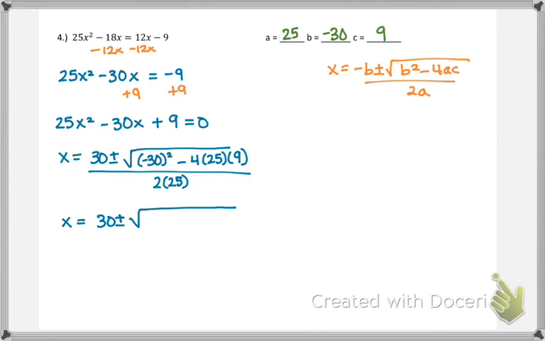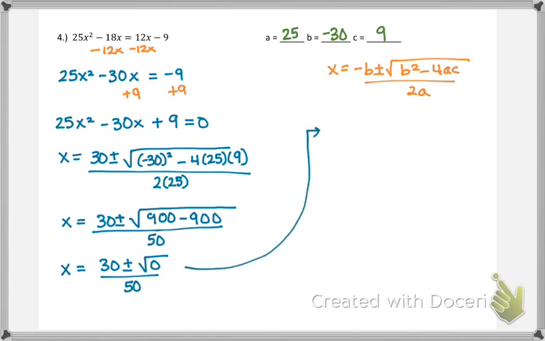So 30 squared, that's 30 times 30, 3 times 3 is 9, and then you add 2 zeros, so 900. Okay, minus 4 times 25, that's 100, times 9 is also 900. All over 2 times 25 is 50. Okay, so you got x equals 30 plus or minus the square root of 0 over 50. And what's the square root of 0? 0 times 0 is 0, right? So the square root of 0 is just 0.